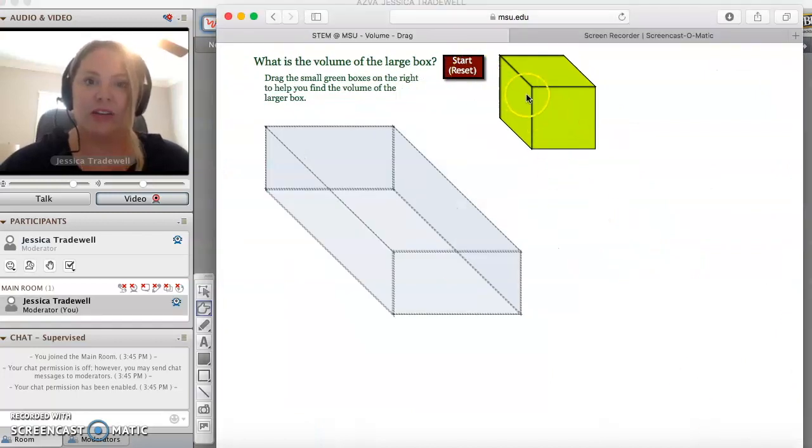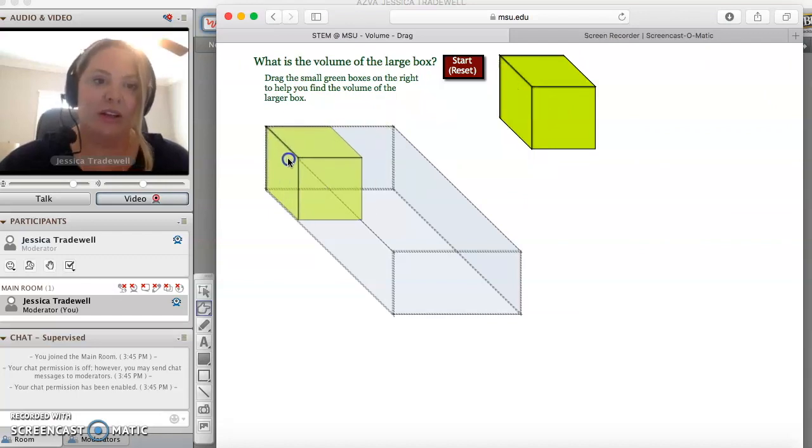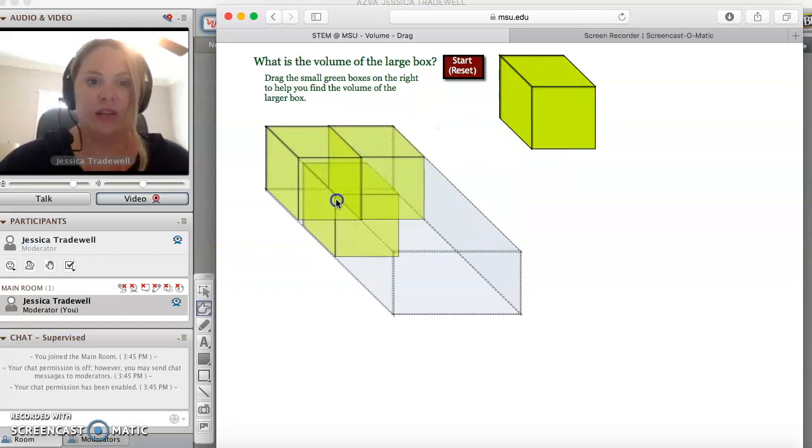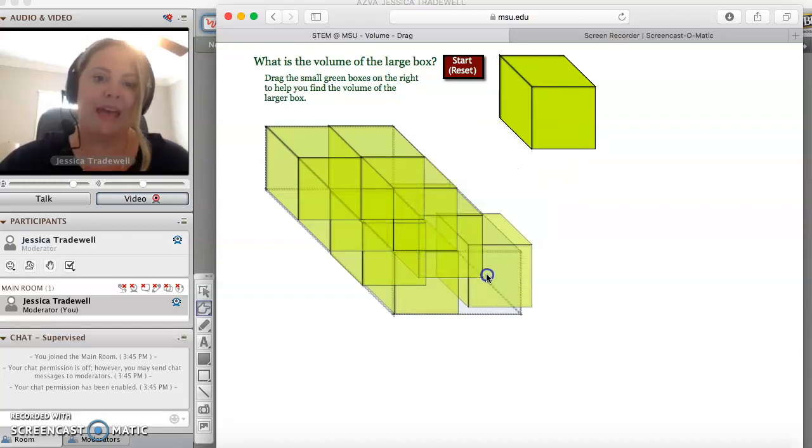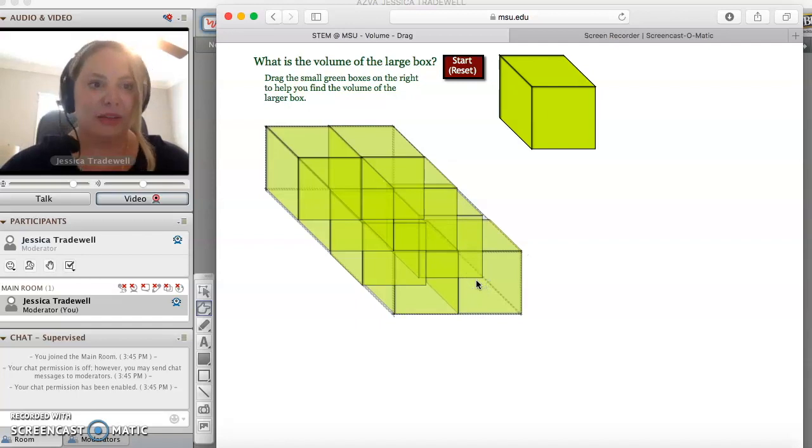So if we are to move, all you do is click down and pull. We have 1, 2, 3, 4, 5, 6, 7, 8. We filled up that entire rectangular prism with 8 cubes.